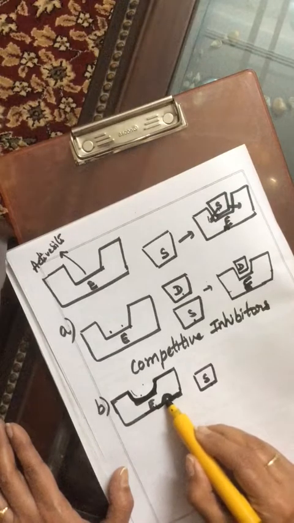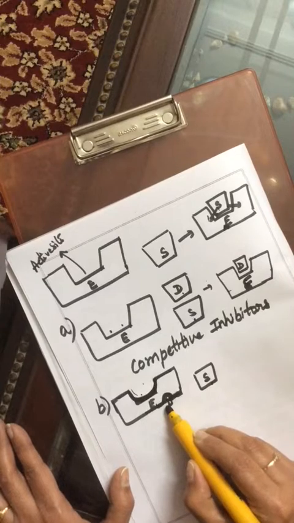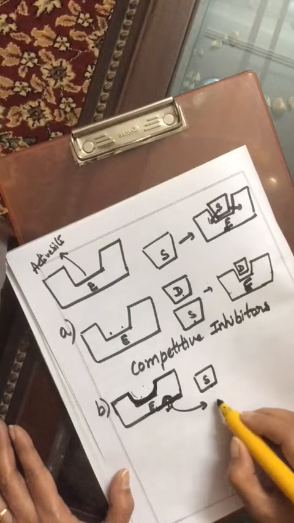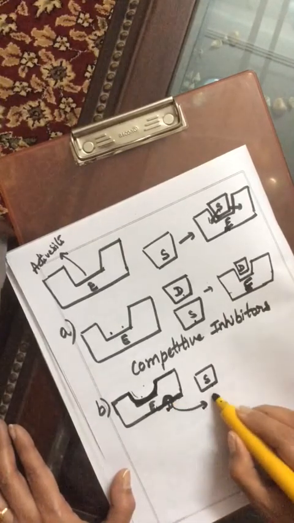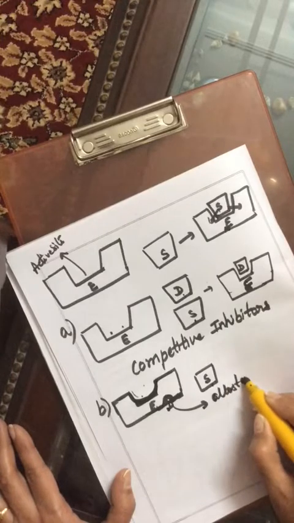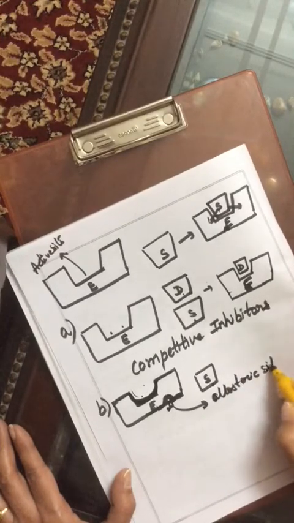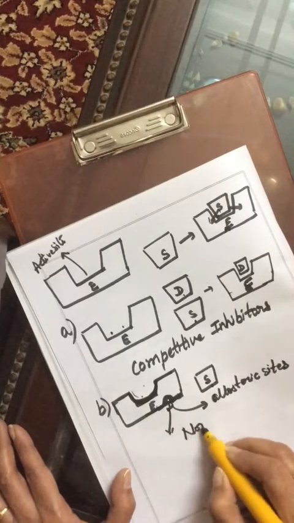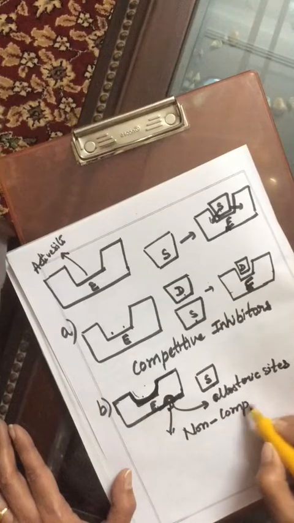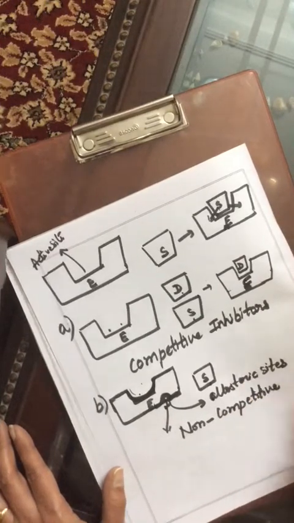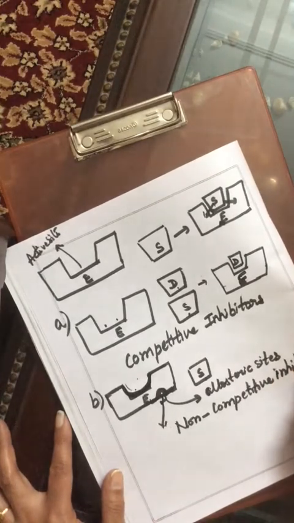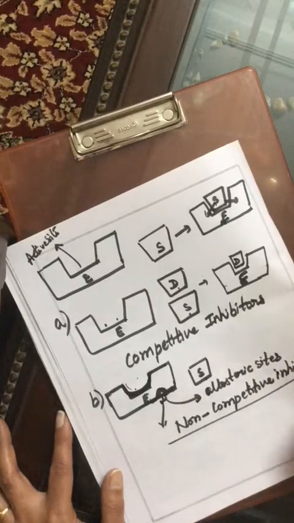So if the drug links at some other site in the enzyme, these sites are known as allosteric sites, and these kinds of drugs are not competing with the substrate. So these are called non-competitive inhibitors. I hope this will be clear to you.